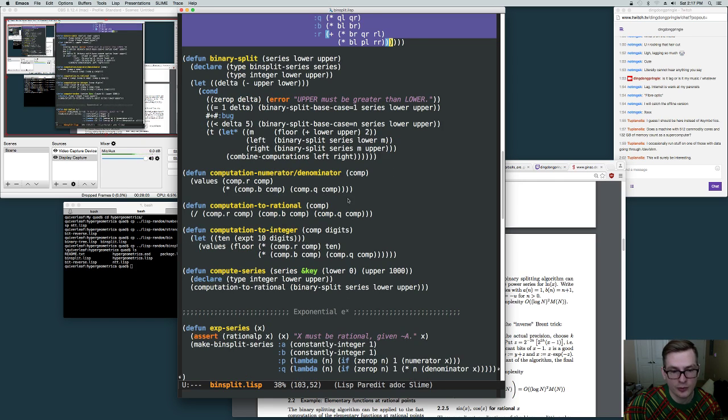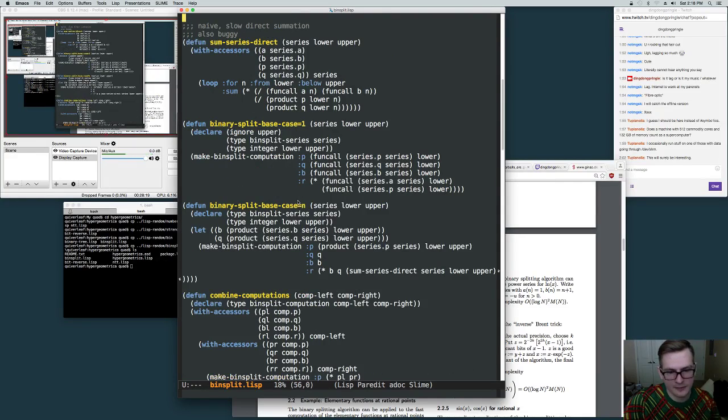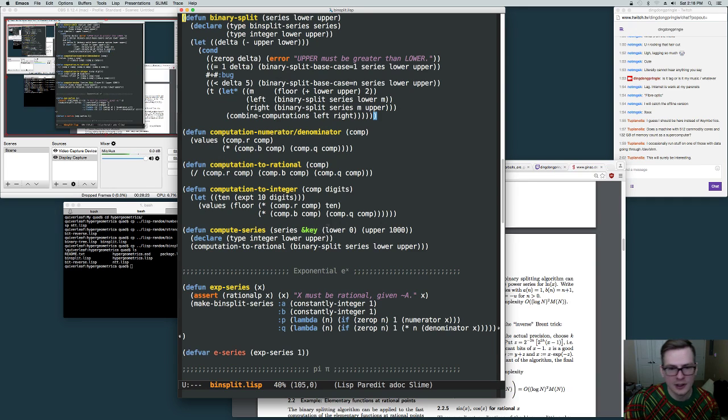And in the end, what we get is the main entry point, compute series, which takes this bin split series structure, which represents functionally how to compute the series. So you give it that, and let me go back down to it. You give it a lower bound, which by default is 0, an upper bound, which is by default 1,000, and it computes that series by binary splitting.